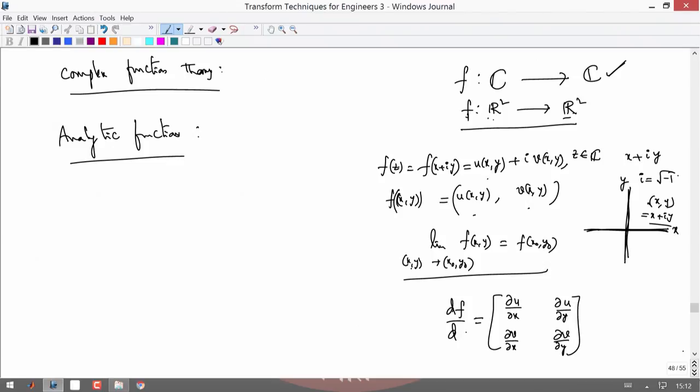So then you have this x bar, where x bar is actually (x, y). So if this matrix exists, all the partial derivatives exist, and if they are continuous, if they exist as a matrix, then you say that it is differentiable here. But from complex value to complex value, it's entirely different.